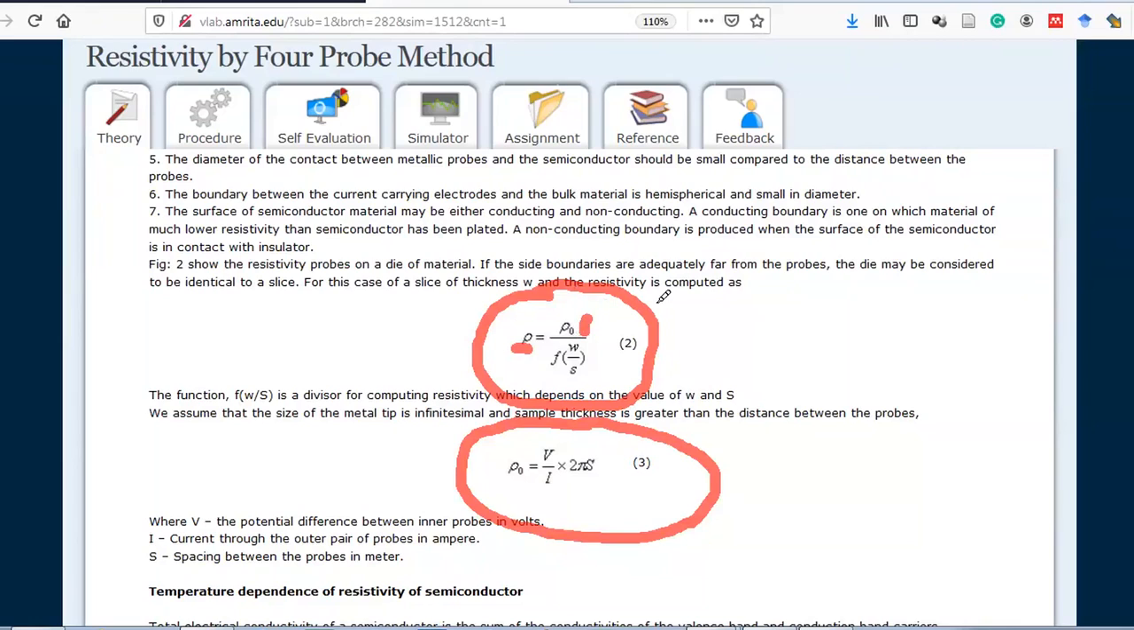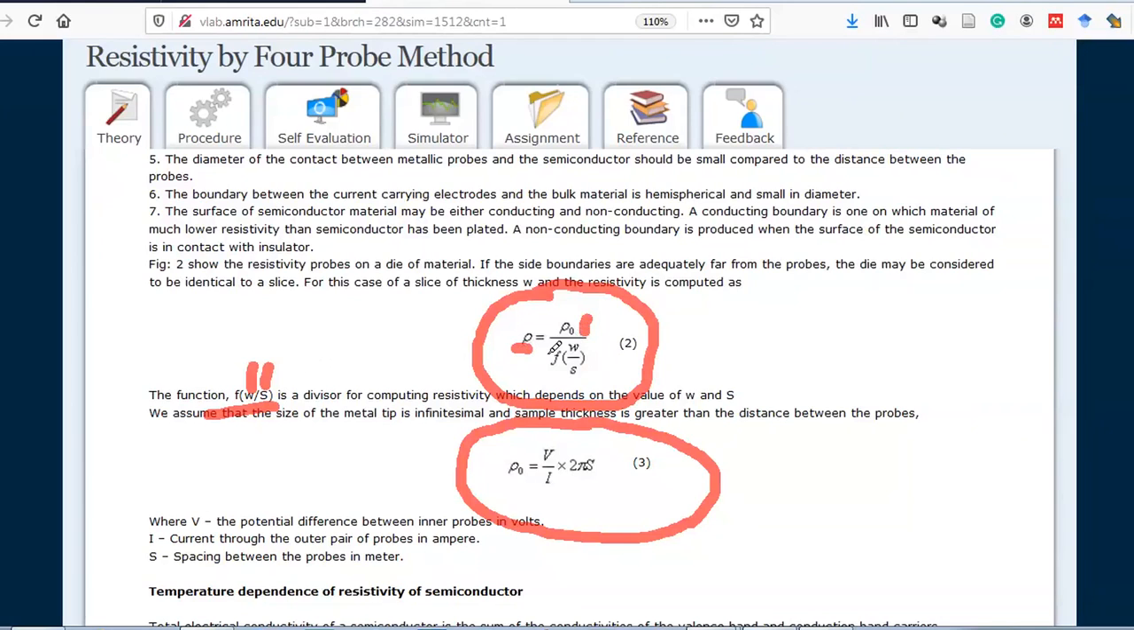But our aim was to find out the resistivity of semiconductor. So that's why there is a factor, which we know as a divisor, denoted with F, depending on W and S. This W and S we already discussed. W is the width basically, and S is the distance between the pins. So this divisor for a particular W and S is a fixed number, and many times manufacturers give this number, so you don't need to worry about that. What you have to do is divide the resistivity of the entire setup, that is rho naught, by F. Then only you will get the resistivity of your semiconductor.